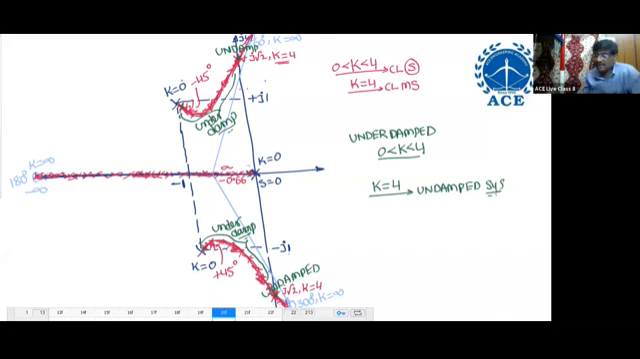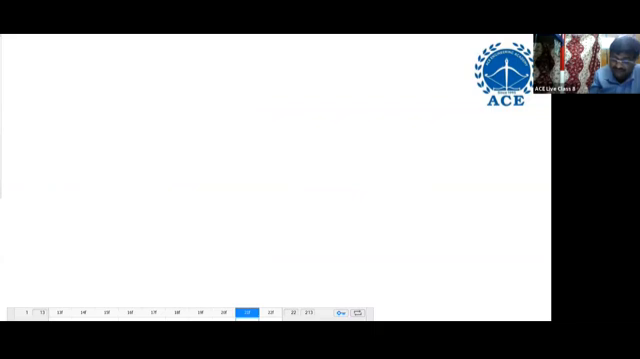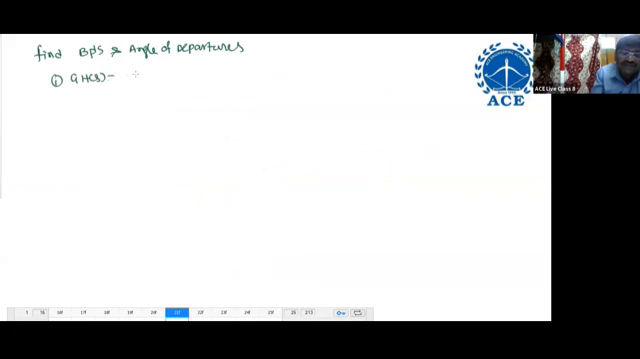So I'll give some homework problems. You solve them, all of you. Just find breakpoints and angle of departures. For these problems, you solve them so that next we can move a little bit faster. Not only that, you have to practice. S plus 4. Use the calculator and get it.